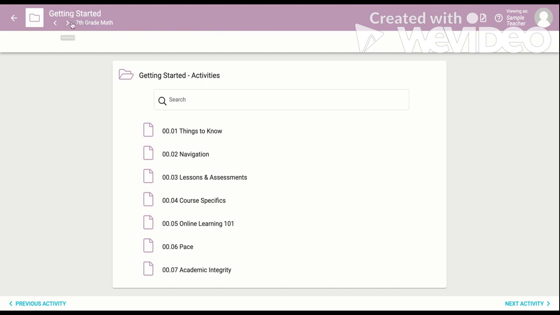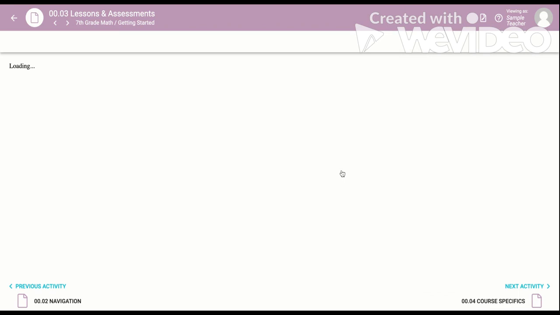Over here, remember, it will say 8th grade math. And then depending on what module you are in, it's going to say something different. Down here, you can go to previous activity. You can also go to next activity. So we've already gone through things to know. We have already gone through navigation, and then we also talked about lessons and assessments. So I'm going to go back to lessons and assessments.